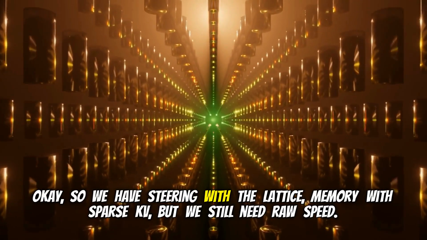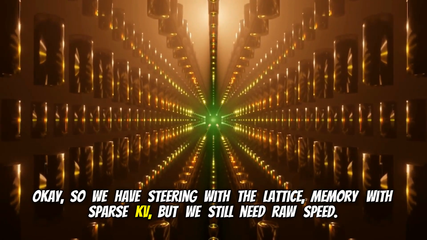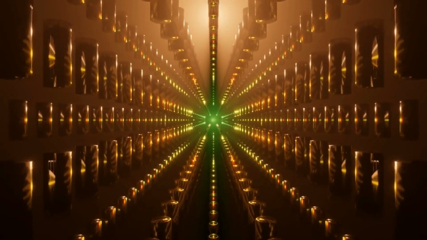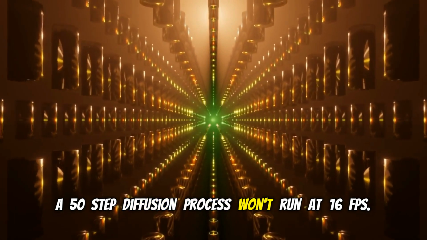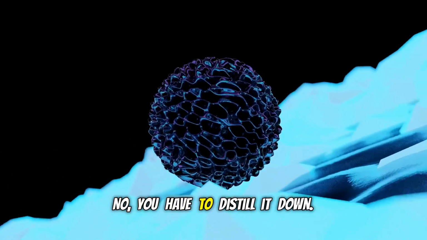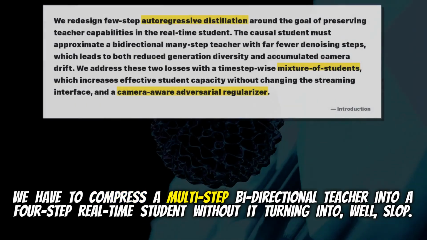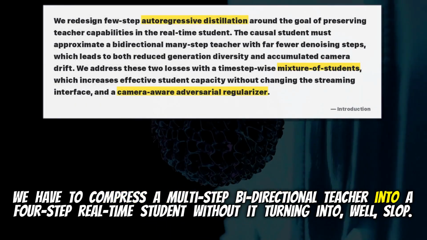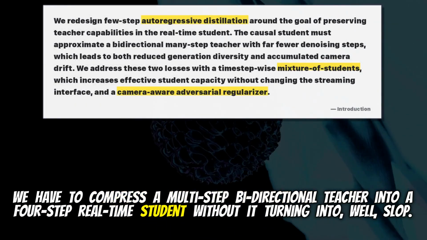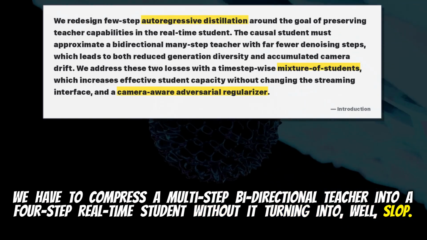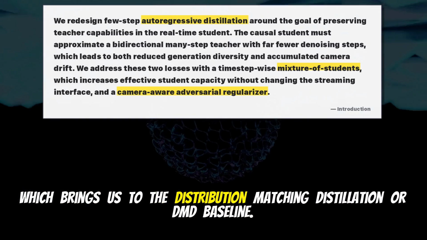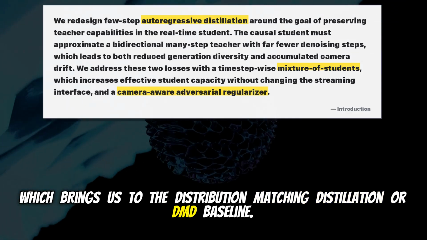Okay, so we have steering with the lattice, memory with sparse KV, but we still need raw speed. A 50-step diffusion process won't run at 16 FPS. No, you have to distill it down. Right, we have to compress a multi-step bidirectional teacher into a 4-step real-time student without it turning into, well, slop. Which brings us to the distribution matching distillation, or DMD baseline.